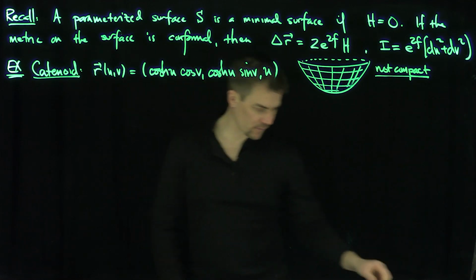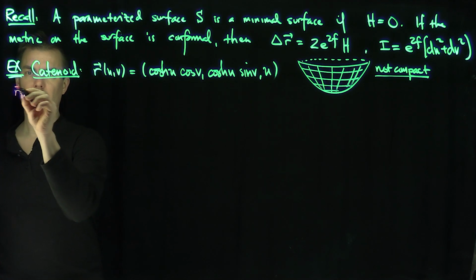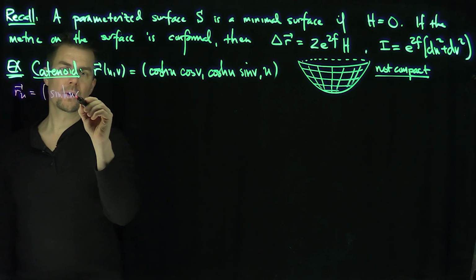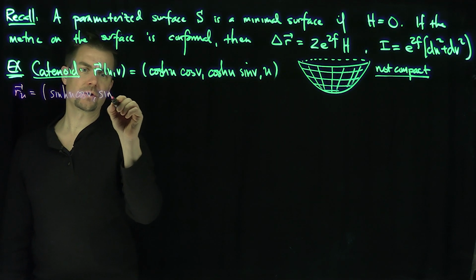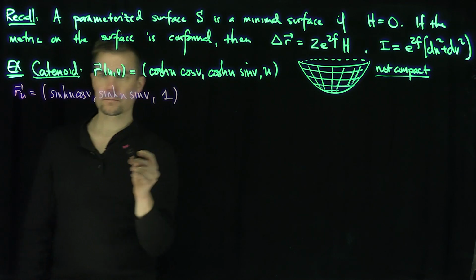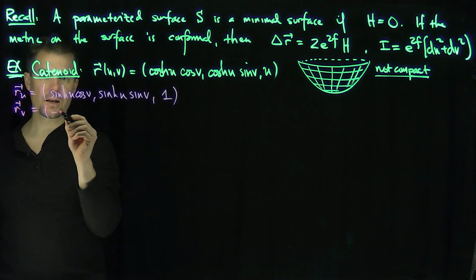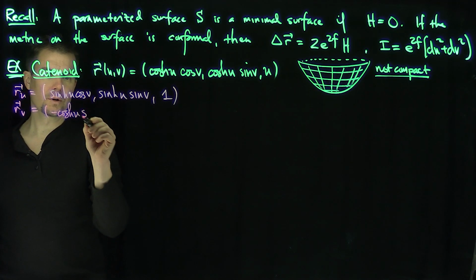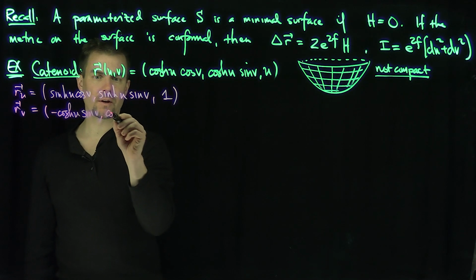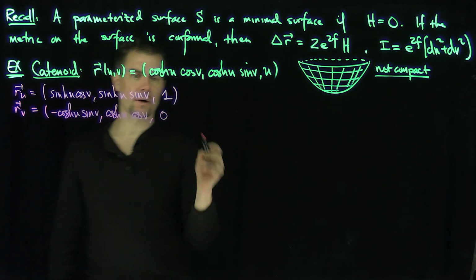And so let's find the first fundamental form of this thing. So what's Ru? Ru for the catenoid is going to be a sinh u cosine v, a sinh u sine v, and then a 1. What's my Rv going to be? My Rv is going to be negative a cosh u sine v, and then a cosh u cosine v, and then a 0 over here.